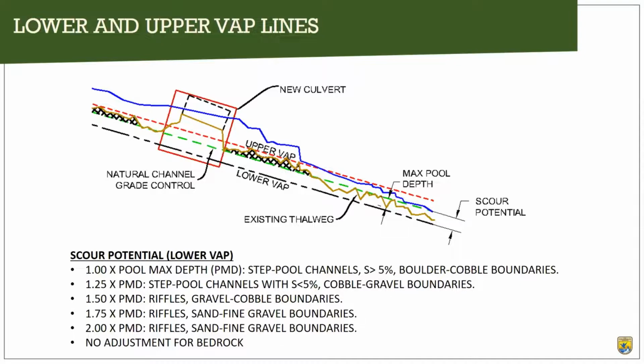And then we're going to place our new culvert in this situation, and we want to make sure that the bottom of our culvert is below that lower VAP line that we just established. And we want to make sure that if we do have aggradation, whatever line we consider there, we've got enough hydraulic capacity in our culvert. So we're just designing for the worst case scenario here.